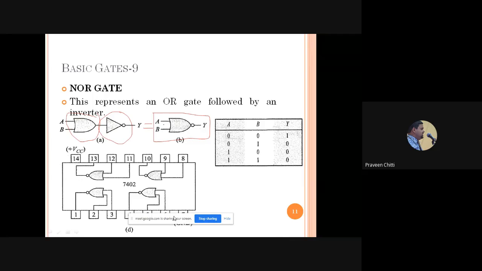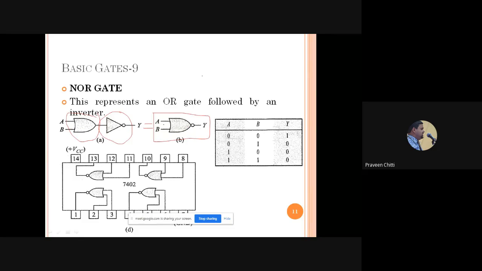What is the difference between the symbol of an OR gate and a NOR gate? Can anybody tell me the difference? There is a circle in front of the gate. We call it a bubble. Whenever you see a bubble, one thing you should remember: a bubble indicates complement. A bubble is like putting a bar on the variable. Is that clear? Without this bubble, it becomes A or B.